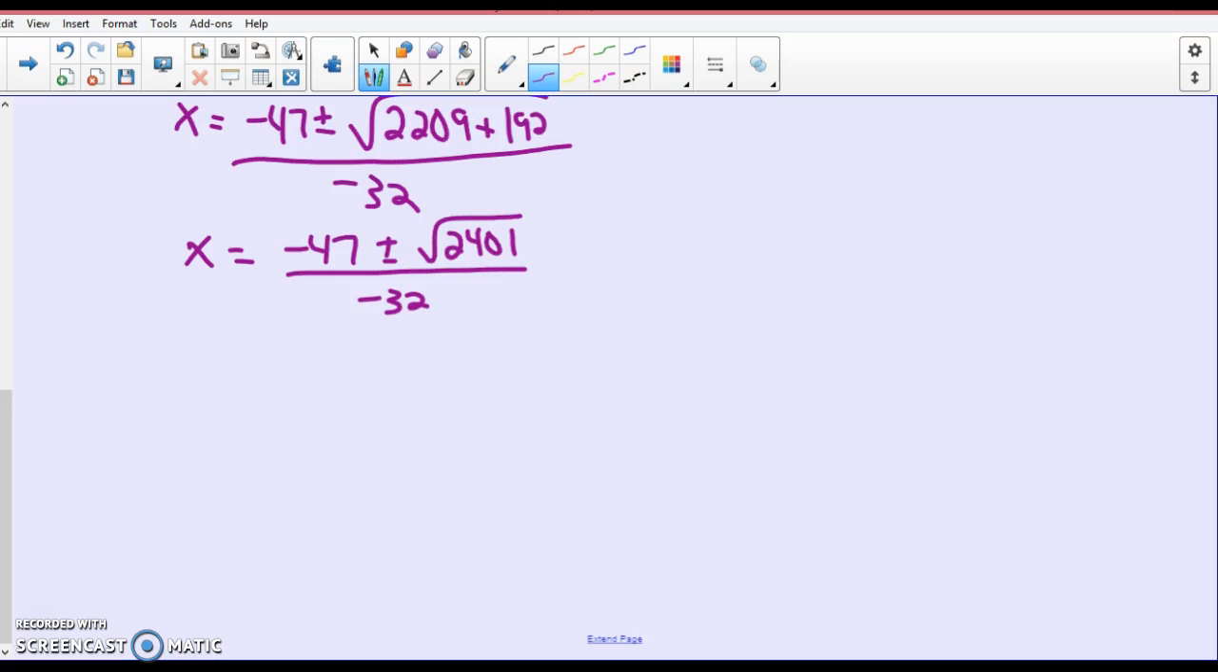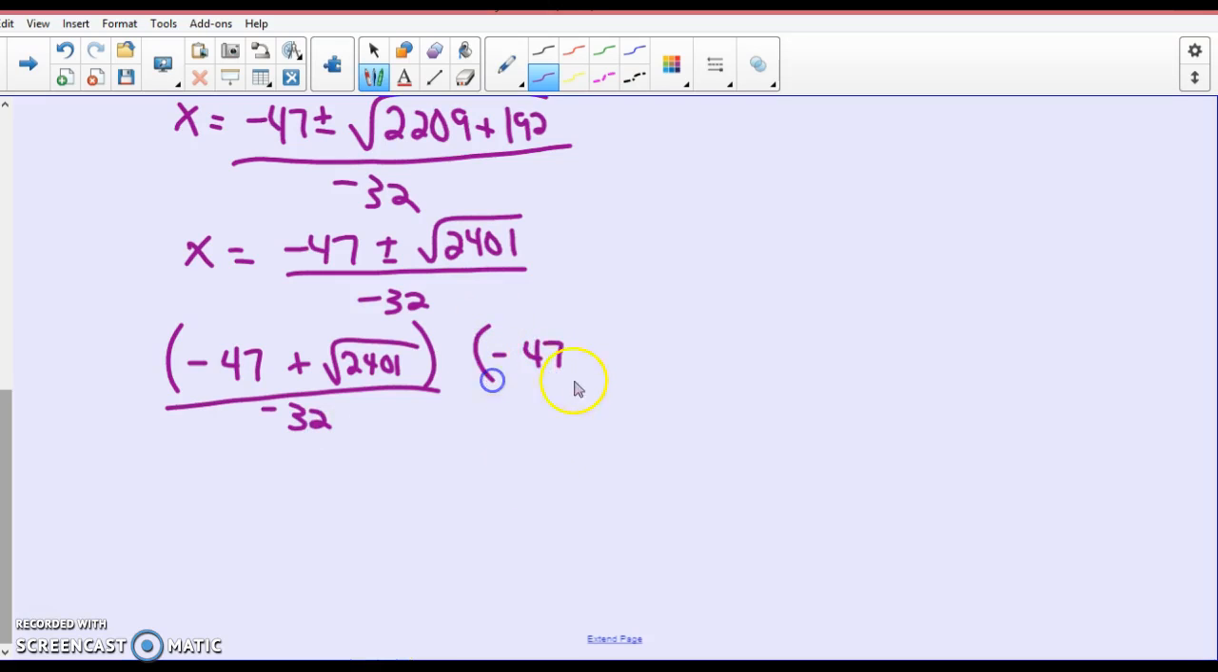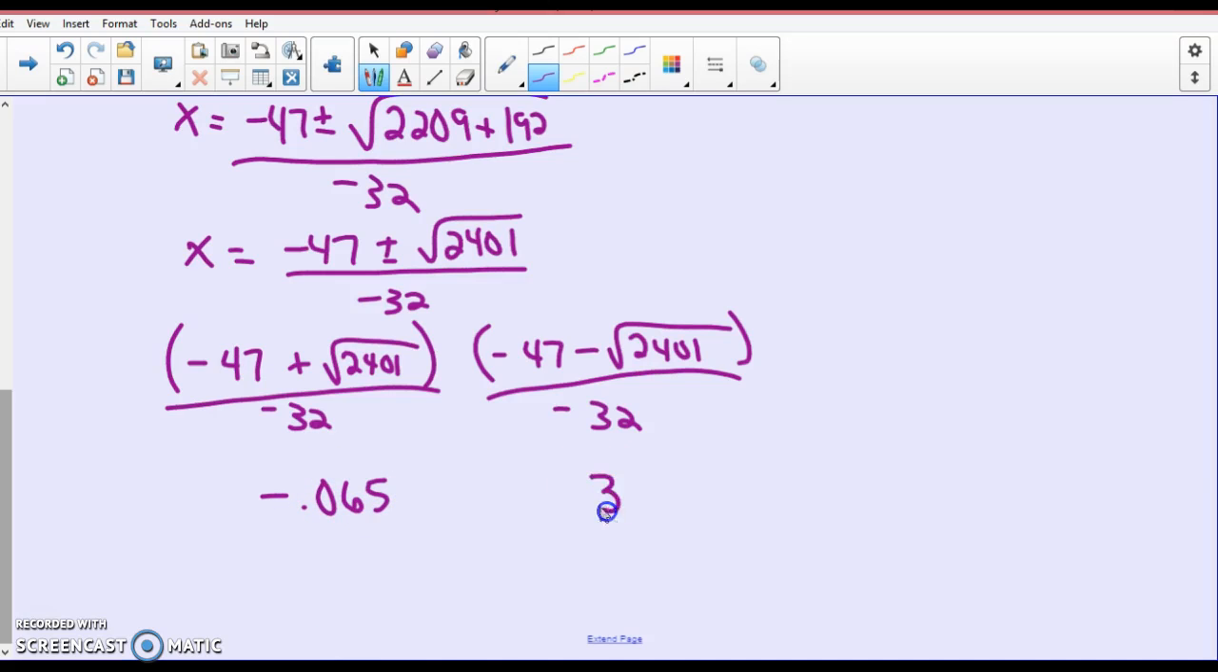Now, my two answers are going to be negative 47, this is going to be in parentheses if you're typing this into your calculator, the numerator, plus the square root of 2,401 over negative 32. And my other answer is going to be negative 47 minus the square root of 2,401 all over negative 32. When you evaluate these, you get negative 0.065 and 3.